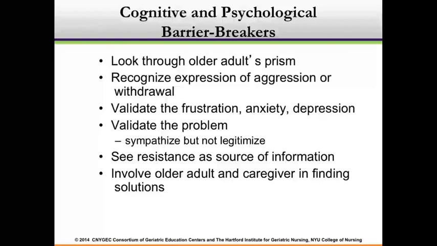And again, you should see resistance as a source of information. When people don't do things, there's usually a reason. They don't wake up in the morning and rub their hands together and say, how can I make my healthcare professional miserable? There's a reason that they're not doing what you've asked them to do. And that's important to create trust and have a better source of communication. And again, involve the older adult and the caregiver in finding solutions.